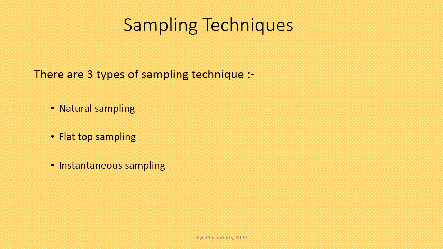Basically, there are three types of sampling techniques: number 1, natural sampling; number 2, flat top sampling; and number 3, instantaneous sampling. Out of these three, instantaneous sampling is called ideal sampling, whereas natural sampling and flat top sampling are called practical sampling methods. Now let us discuss the sampling techniques in detail.